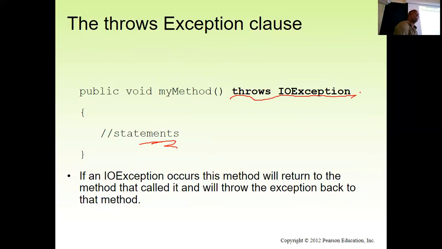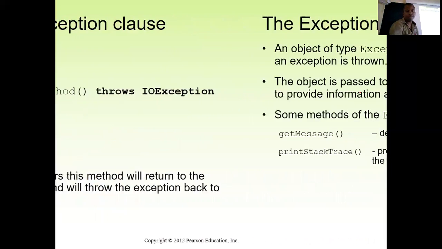Now, if an IO exception occurs within this method, it will return to the method that called it and will throw the exception back to that method. What that essentially means is that you'd have to handle it in that method. Now, if you don't, then you know what will happen.